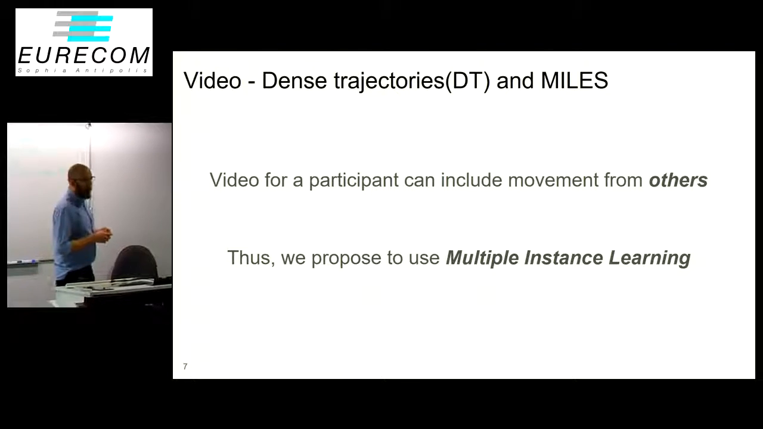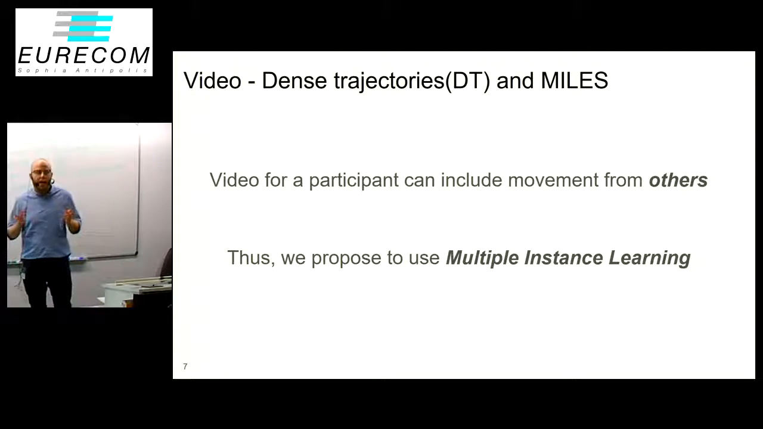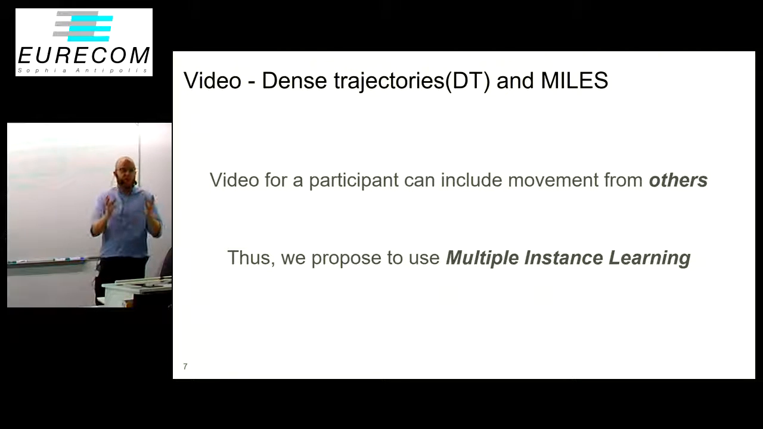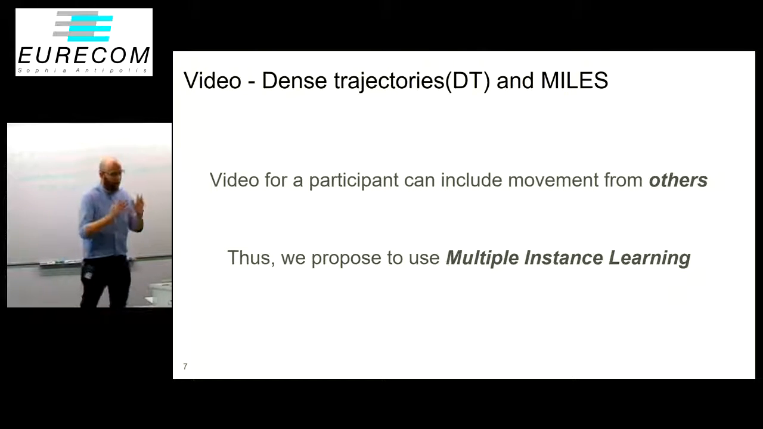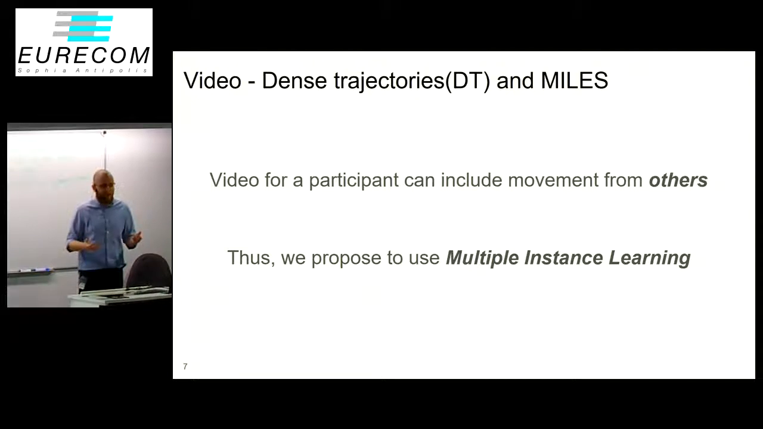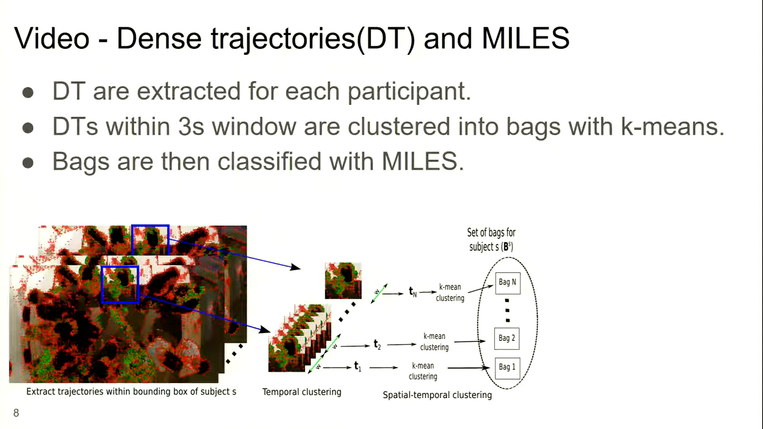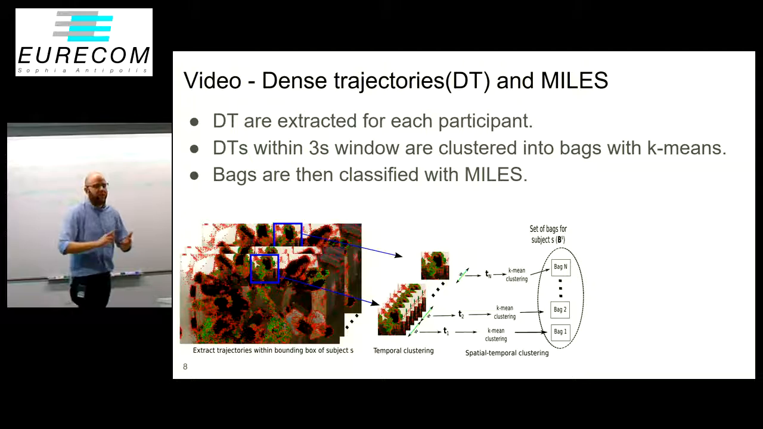Laura already showed how our data set looks, and it is really possible that you might have some trajectories in the video that are actually not for the person. It can be shadow, it can be some other person. So basically, we have some trajectories, some of them are representative of the participant, and some are not. For this reason, we propose to use multiple instance learning, where you have these bags, and the bags include good trajectories and bad trajectories.